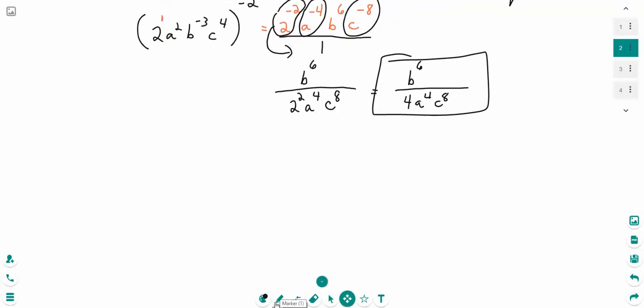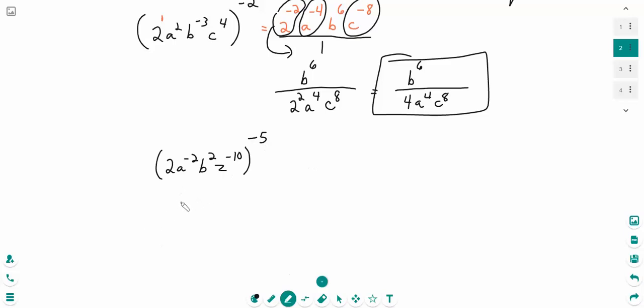Let's try this one. Okay, go ahead and try this one on your own, and then we'll try it together. All right, so here we have a couple options available to us. But I'm just going to go with the straightforward approach and do the same thing that we've been doing all along. So if I have 2 to the 1st, we'll multiply that 1 by the exponent out here, which is a negative 5. So we end up with 2 to the negative 5. A to the negative 2 raised to the negative 5th is going to be a to the positive 10th. B to the 2nd raised to the negative 5th is b to the negative 10th. Z to the negative 10 raised to the negative 5 is going to be z to the positive 50.